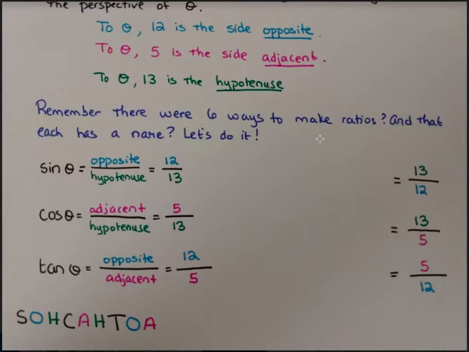Now don't forget, we said there were 6 ratios. We haven't used the other 3 yet. But we do know that all 3 of these, I should say, are reciprocals of the original 3. So here I've written them. Each one the reciprocal of the one over to the left.